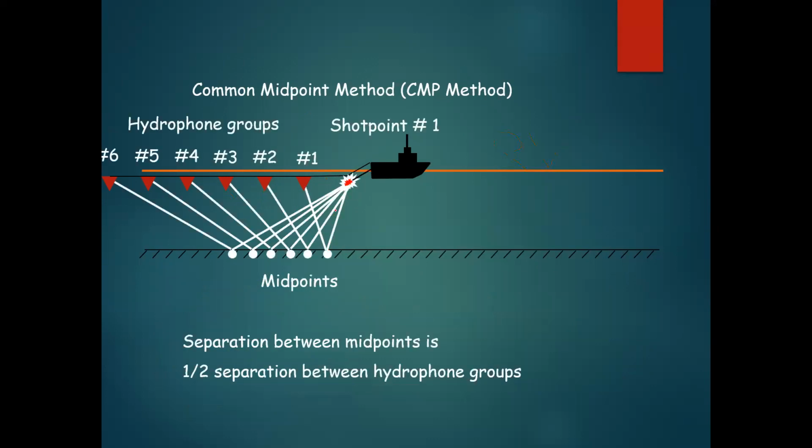As I already showed in the previous slide, this is the first shot, this is the second shot, this is the third shot, and these are always at the midpoint of the air gun and the hydrophones. You can see here the separation between the geophone and hydrophone is always half of the distance between the air gun and the hydrophone. And this becomes my offset, meaning from the shot point to the last hydrophone or geophone becomes my offset.